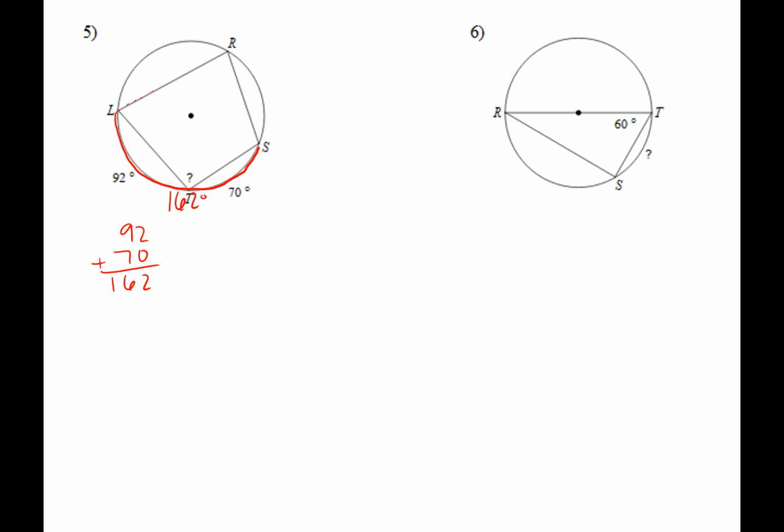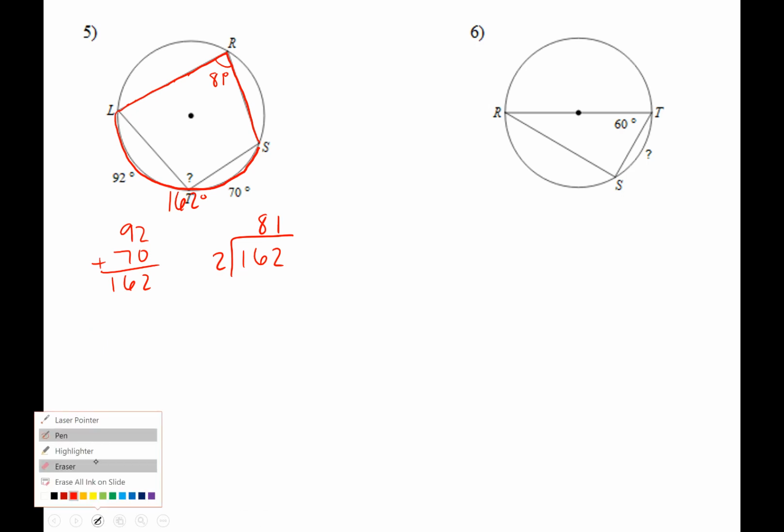If I trace back to R from those points, then I can get an angle in there. The angle is half the arc, so I would take 162, divide it by 2, I get 81. So my angle is 81 degrees. Then, using that property I mentioned a minute ago, the two angles opposite each other in an inscribed quadrilateral are supplementary, which means they add up to 180.